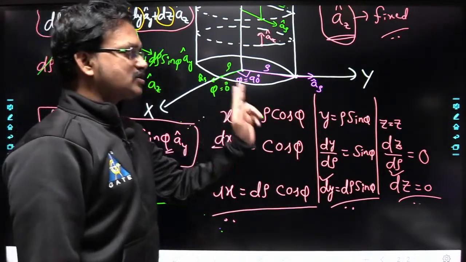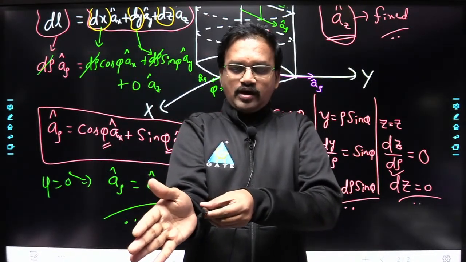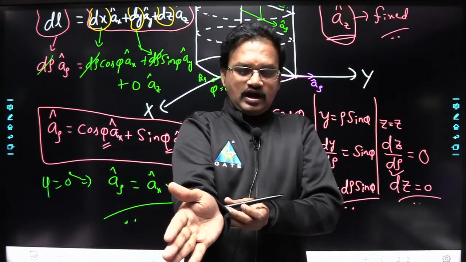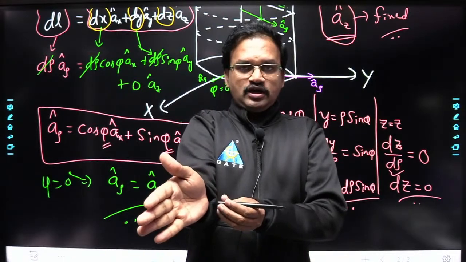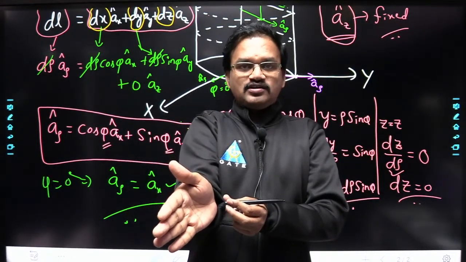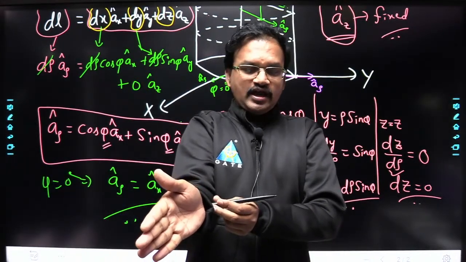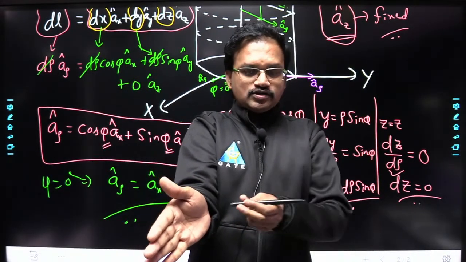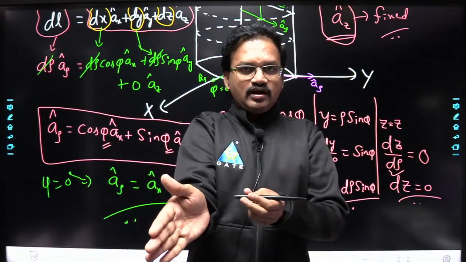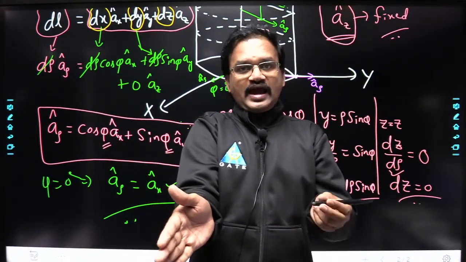So whenever phi is equal to 90 degrees, this is the x-axis and this is rho. I am moving this rho further, and now it is pointing along the y direction. Whenever it points along the y direction, the phi value is 90 degrees. When phi equals 90 degrees, a rho cap is going to point along the ay cap direction. Understood?